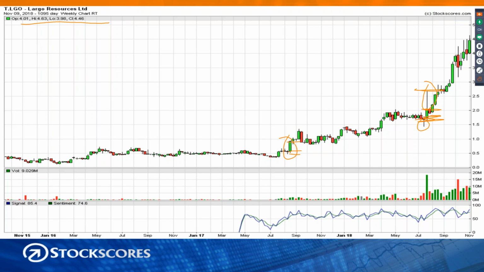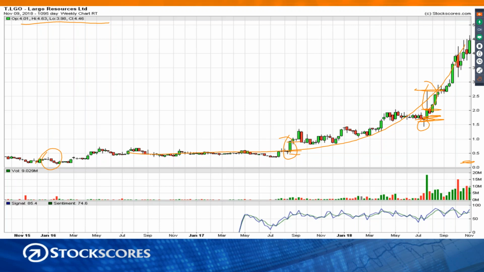Now this is a weekly chart, and you can see how price moved over time. Going back into 2016, the stock was at 25 cents a share, and it eventually went into a nice upward trend and got up close to $5 a share, not quite, but close.